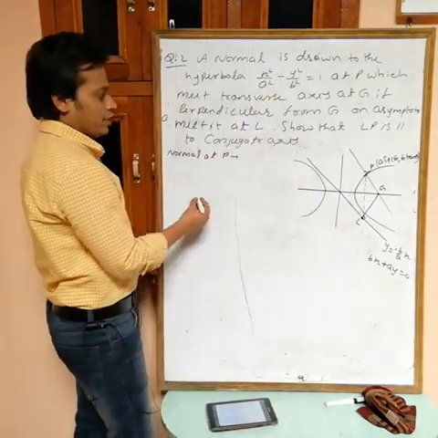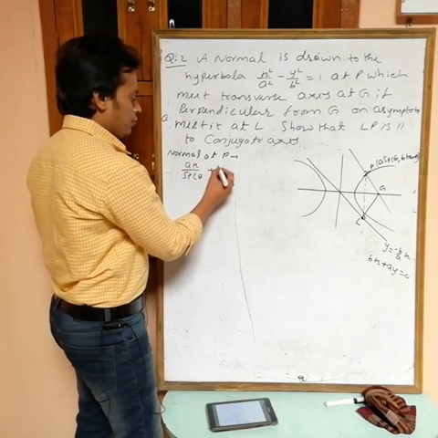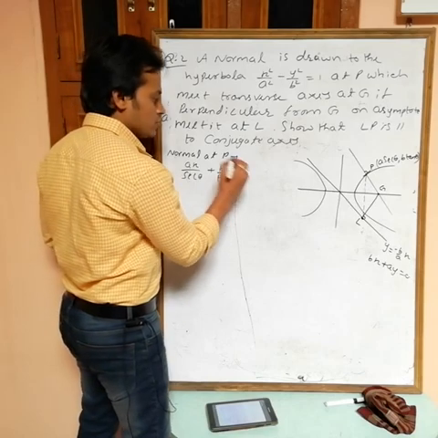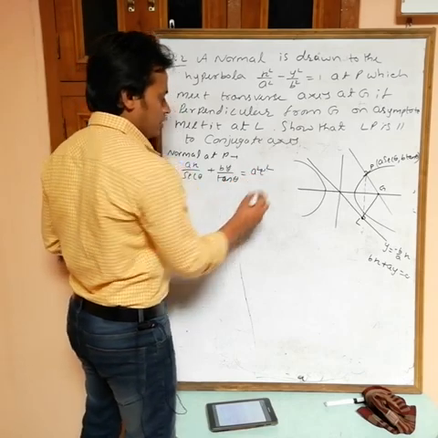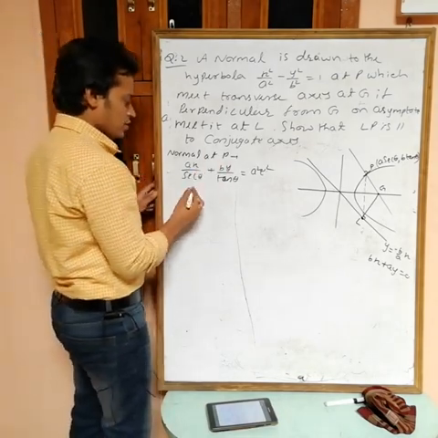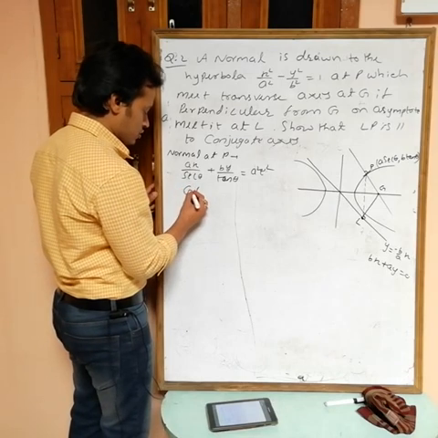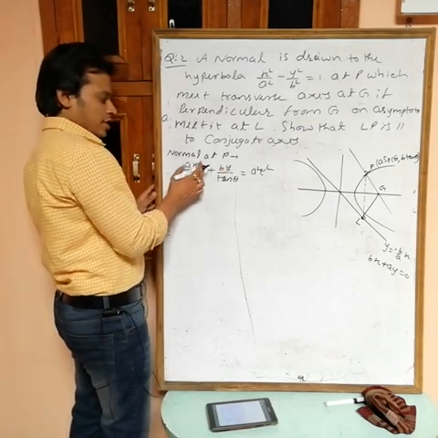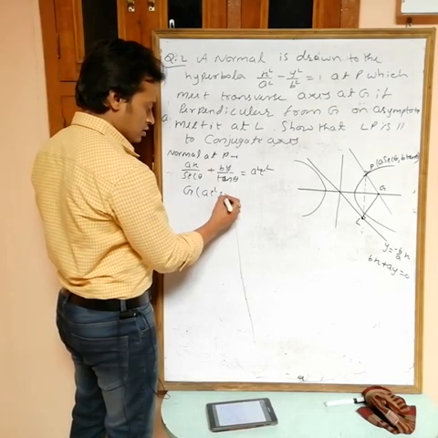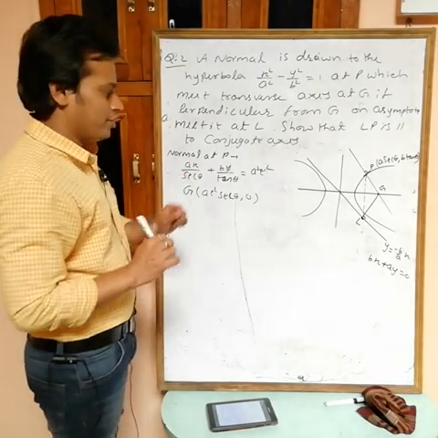So first, normal at P: ax by sec theta plus by tan theta equals to a square e square. If you put y equals to 0, then the value of x is, for Z, just put y equals to 0. Then x equals to, a cancels out, a e square sec theta comma 0. Okay, this is the coordinate of Z.